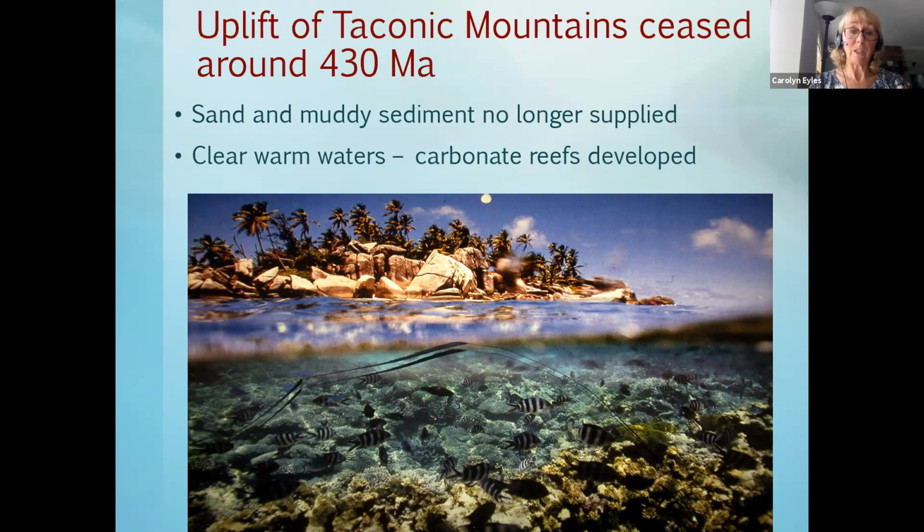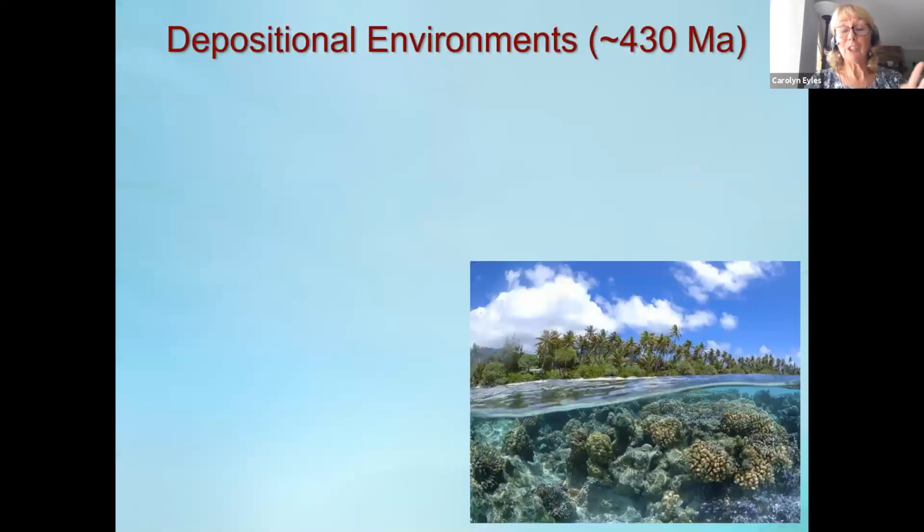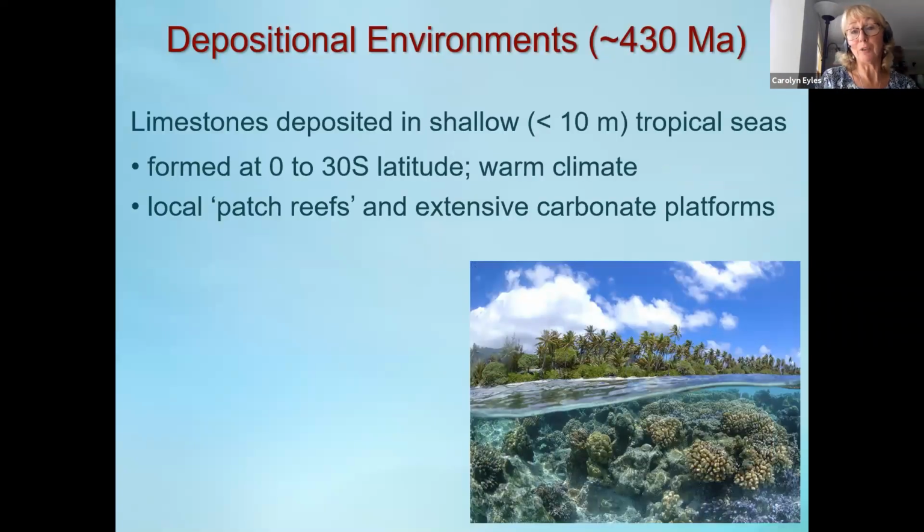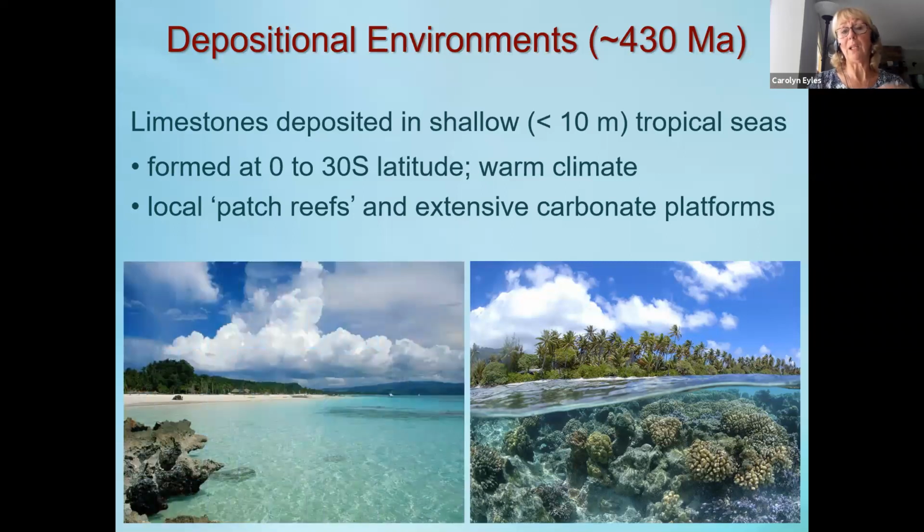We had clear, clean waters, and these are ideal conditions for carbonate reefs to develop. Lots of organisms, filter feeders, developed these carbonate reefs. Hamilton would have been a gorgeous place to live at this time. Tropical reefs, absolutely fabulous. So the depositional environments around about 430 million years ago: we have these tropical seas, probably less than 10 meters deep, nice and warm. We were at a latitude somewhere between the equator and 30 degrees south, so it was nice and warm. We had local patch reefs. We had carbonate platforms developing.